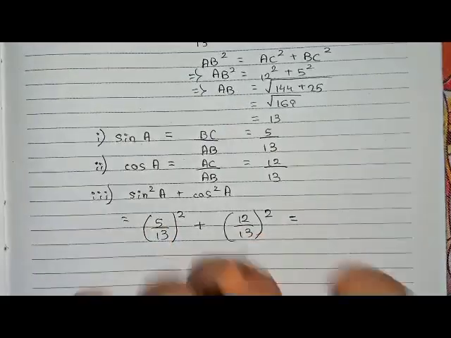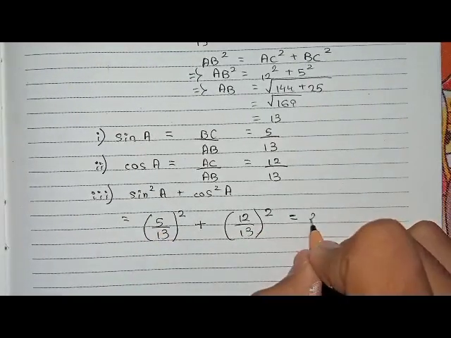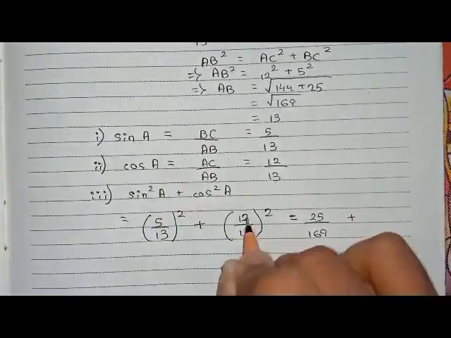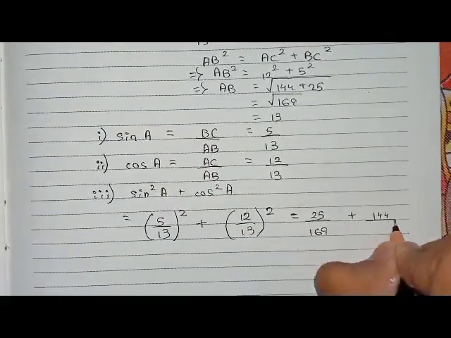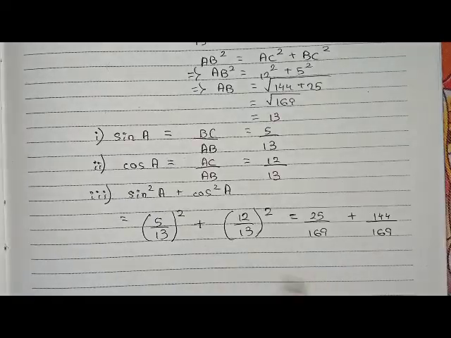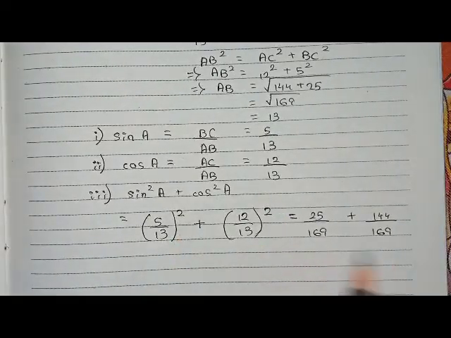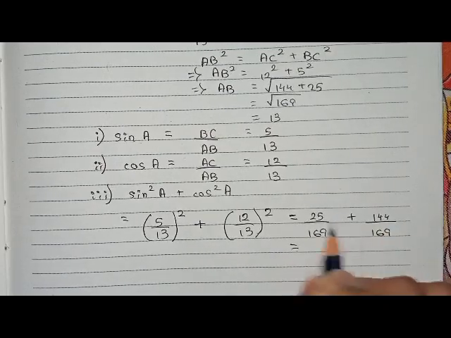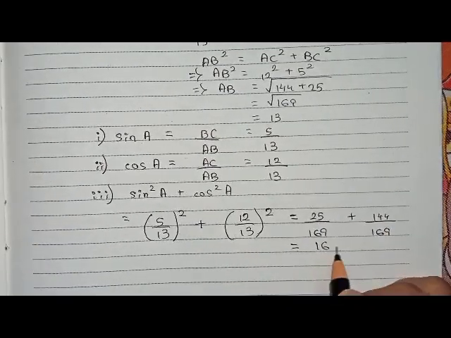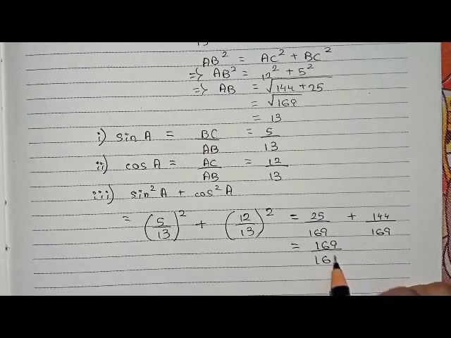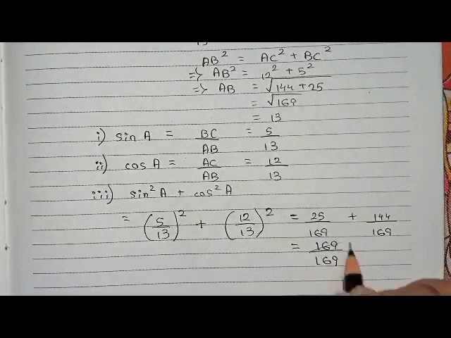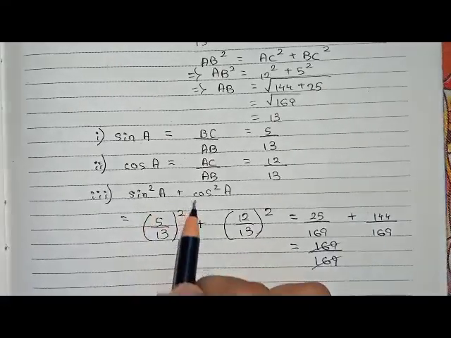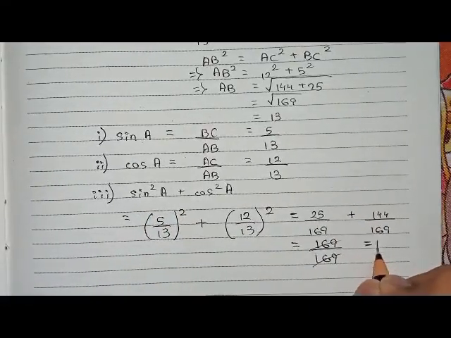So we open the bracket. 5 to the power 2 is 25 by 169 plus 12 to the power 2, 144 by 169. 13 to the power 2 is 169 and here also the same. So 144 plus 25 will be equal to 169. So 169 by 169, so the values cancel. So the value of sin squared A plus cos squared A will be 1.